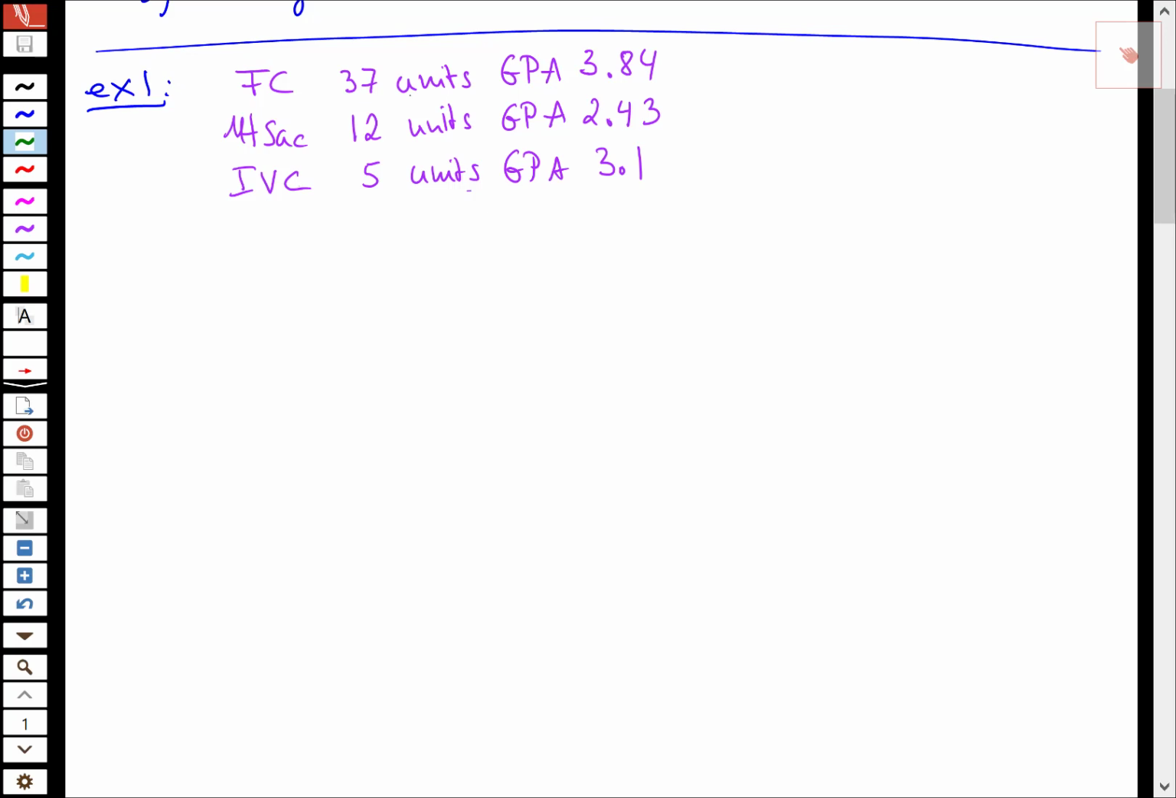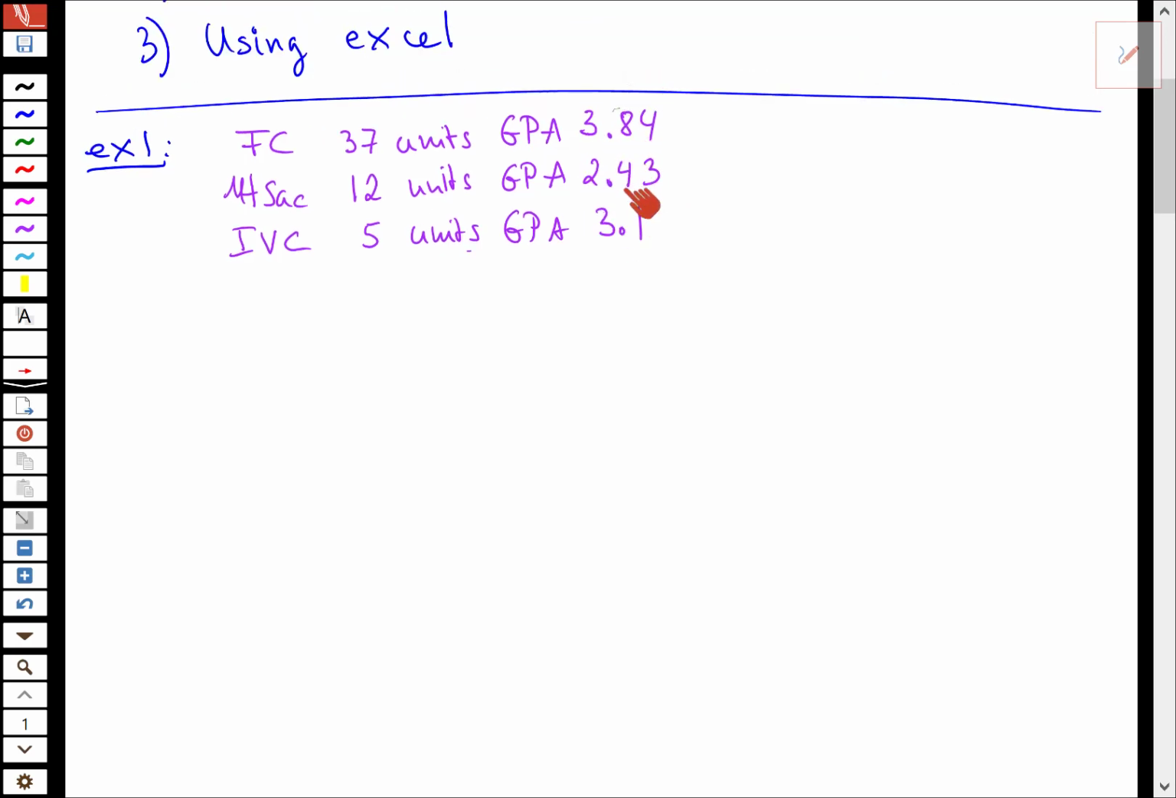And you've taken 37 units at Fullerton College, and your transcript says that your GPA is 3.84. And for Mount SAC, you've taken 12 units, and your GPA is 2.43. And IVC, you've taken 5 units, and your GPA is 3.1. So what you cannot do is just add these numbers together and divide them by 3, because that would mean that this 2.4 would count the same as the 3.8, but the 2.4 is on much less units, right? So it doesn't count that much.